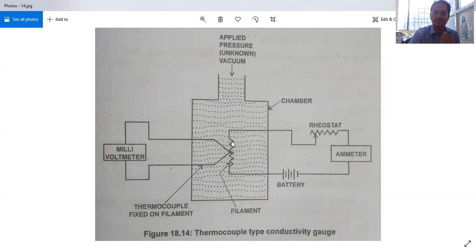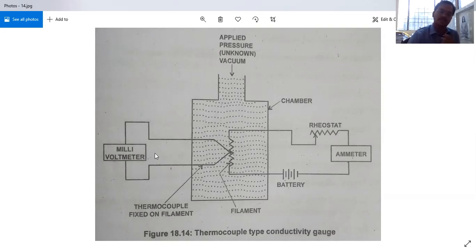Because of this electricity passing for a long time through this filament, it will produce heat, it will get heated. So that is Q, or H, is equal to I square R t. I is the current supplied, R is the resistance of this filament, and t is the time period for which the current is passing through this filament.